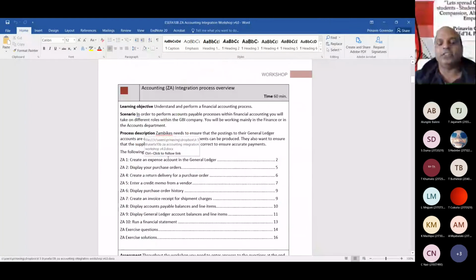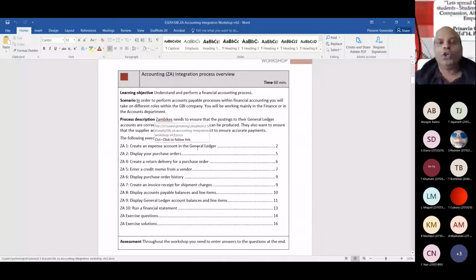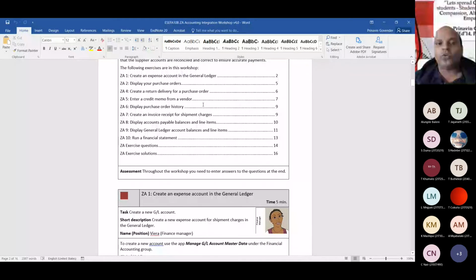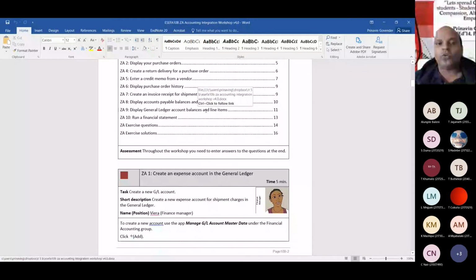Mr. Bellamy, right. So you need to create an account in the general ledger for Zambikes. You'll need to display their purchase order. You'll need to create a return delivery for that. You'll need to create a credit memo, display the order history, create an invoice receipt, display the general ledger account, and ultimately you need to run a financial statement. If you take this work, Mr. Bellamy, if you create it, in order to do this on your SAP S4HANA, you'd be able to ultimately do what you want right now, right?